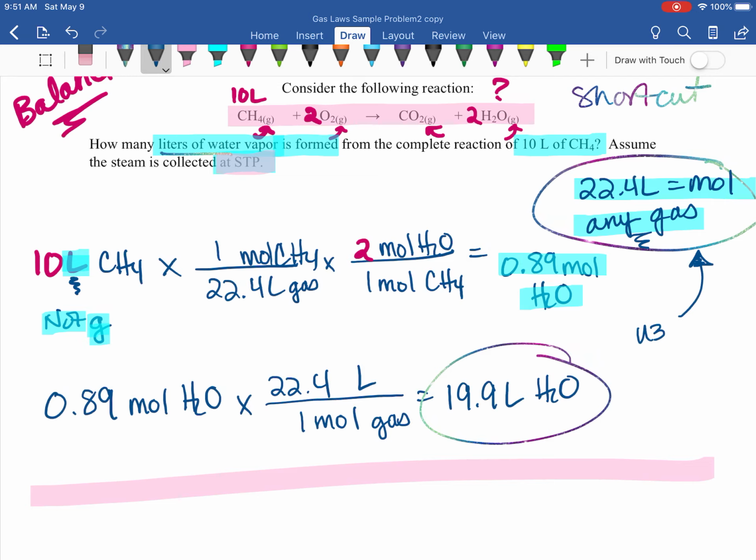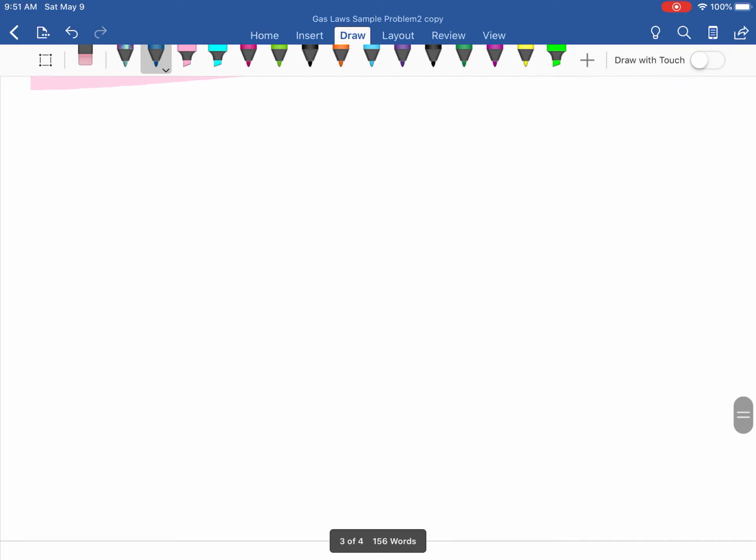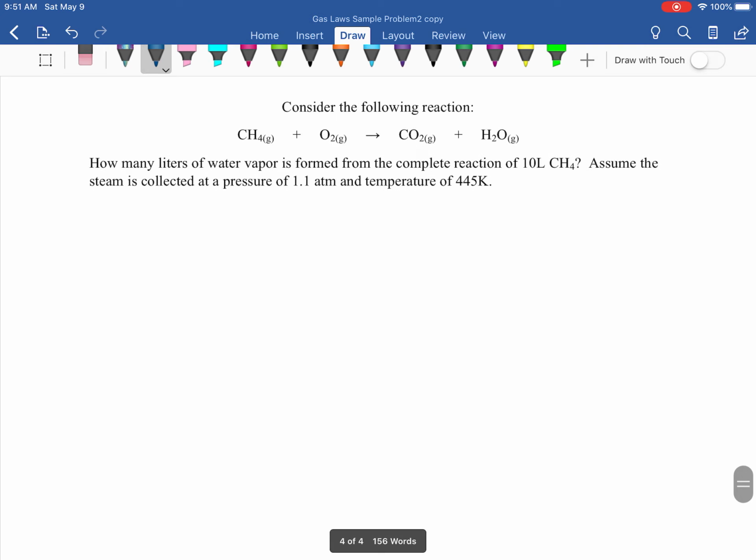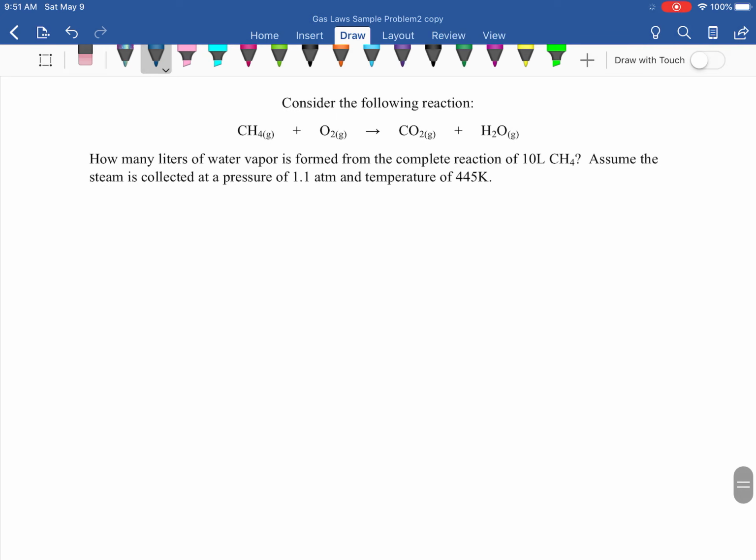Okay, now I promised you we're going to end on a sassy note. So let's take this same problem and let's make it mean. Woo! Let's do it. All right, we've got our same problem. Let's not even read it yet. Let's not forget to balance like we did on the last one. Let's put our balance in there. All right, let's make it mean. How did we make it mean? We are not at STP.